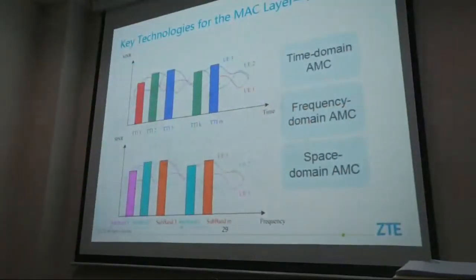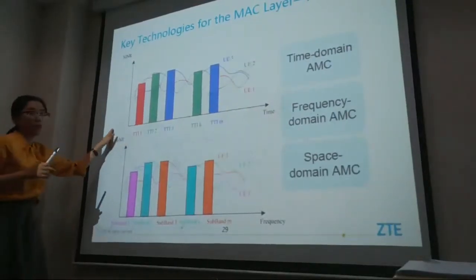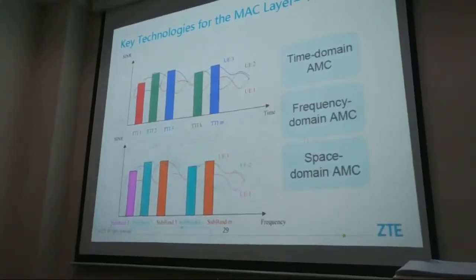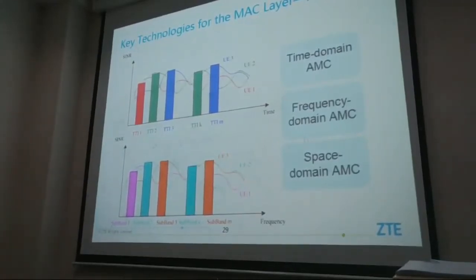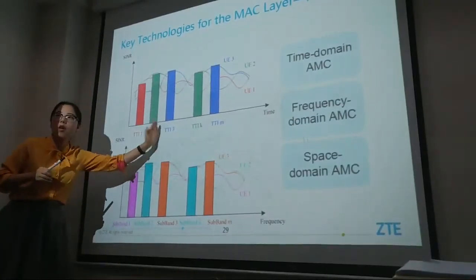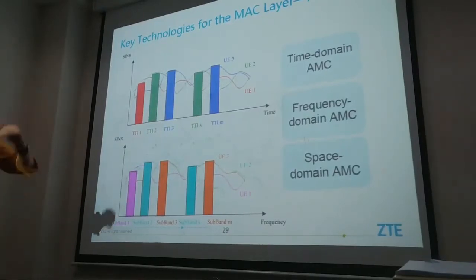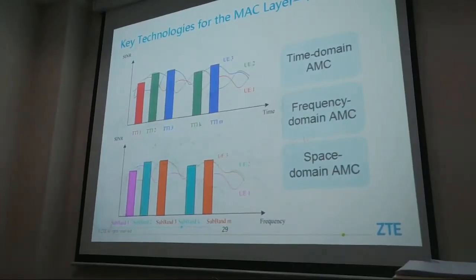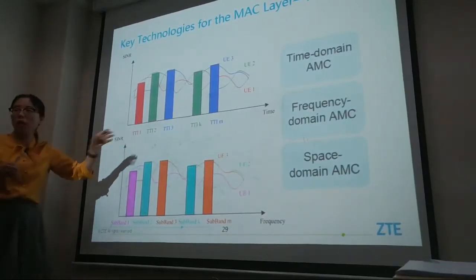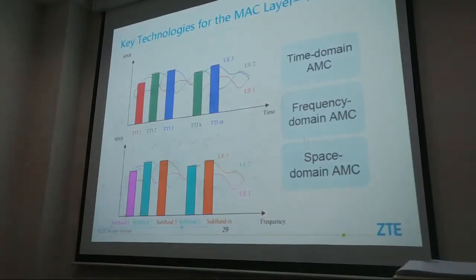So what are the frequency domain and the space domain, by the same theory? The CQI is related to the signal. If the CQI you estimate is based on TTI, this is time, and we name it time domain AMC. We adjust the AMC according to the time.